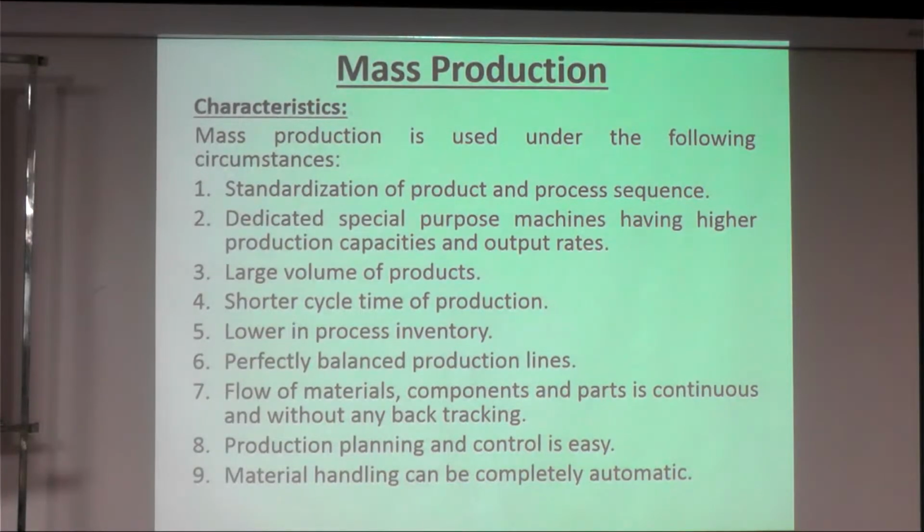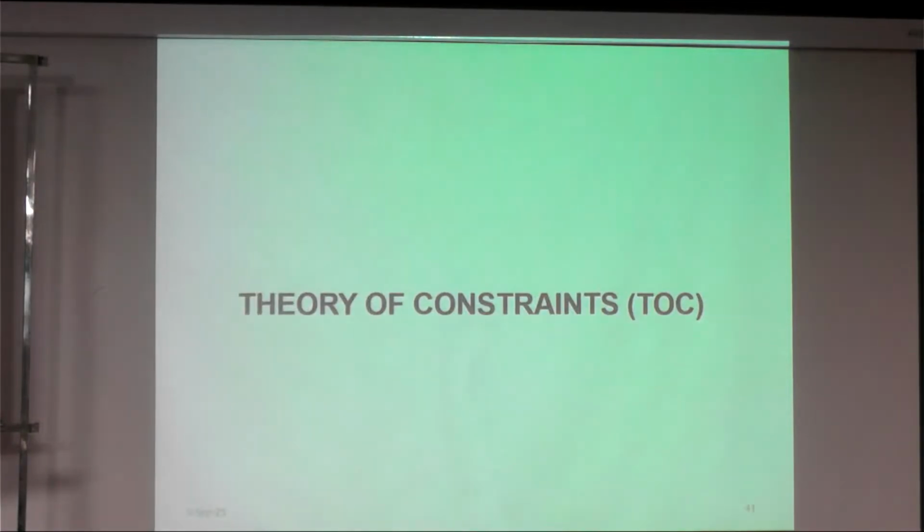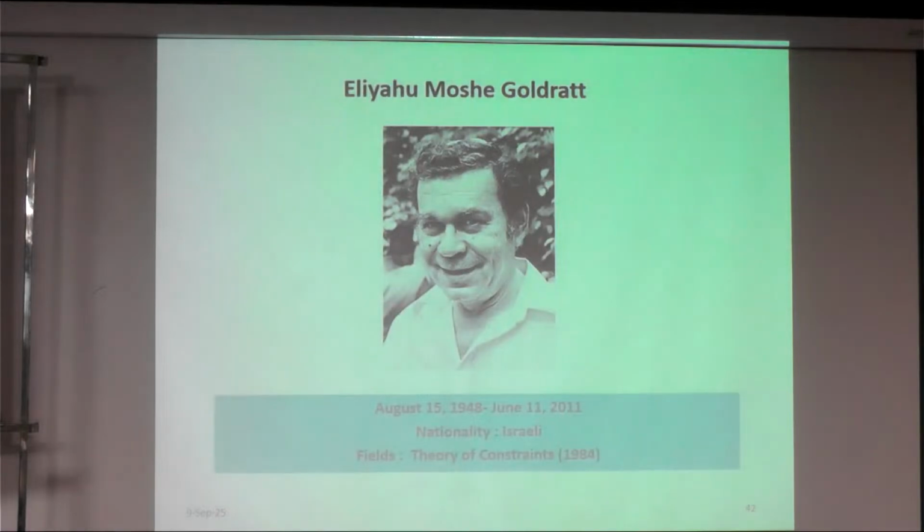Then anyway, characteristics we may skip, advantages, limitations. Now, this is a very important concept, try to understand. Theory of constraints, otherwise known as TOC. This was proposed by Eliyahu Moshe Goldratt.